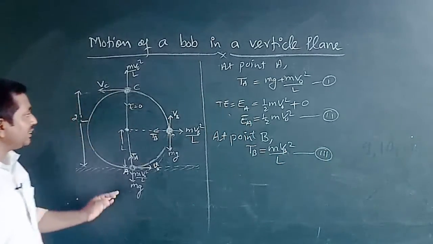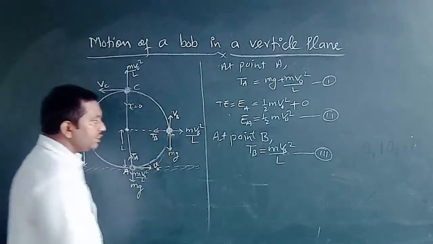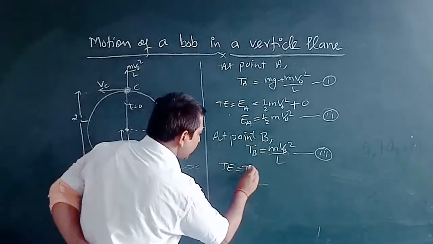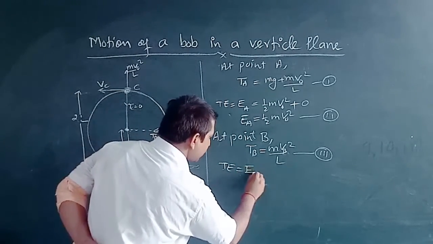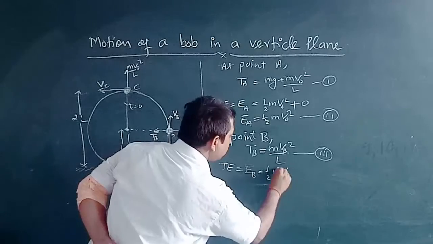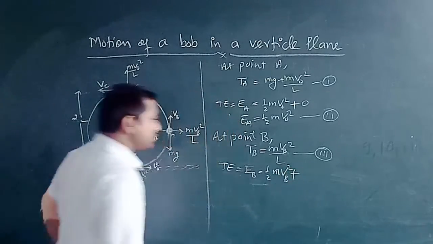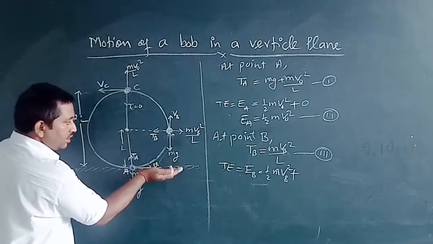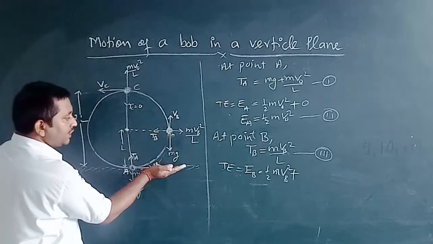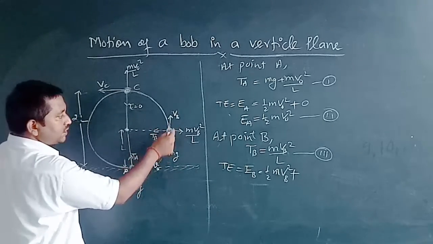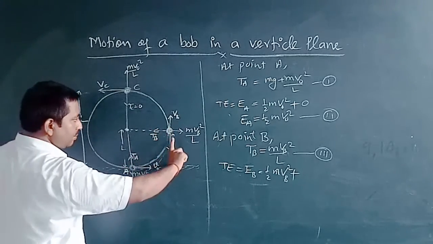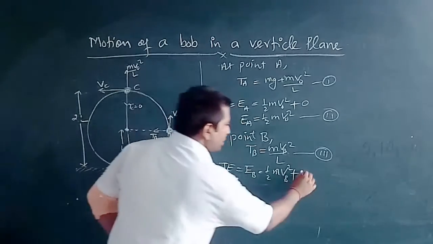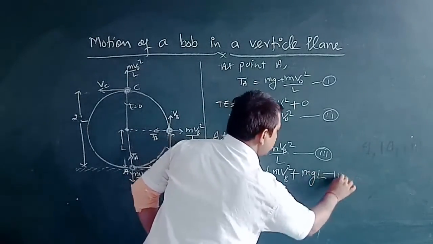If we apply conservation of energy at this point, the total energy at point B is equal to half of mv B square, the kinetic energy, plus the potential energy. mg is the weight, and the altitude of the bob from the ground point is L, so this becomes mgL. This is equation number 4.